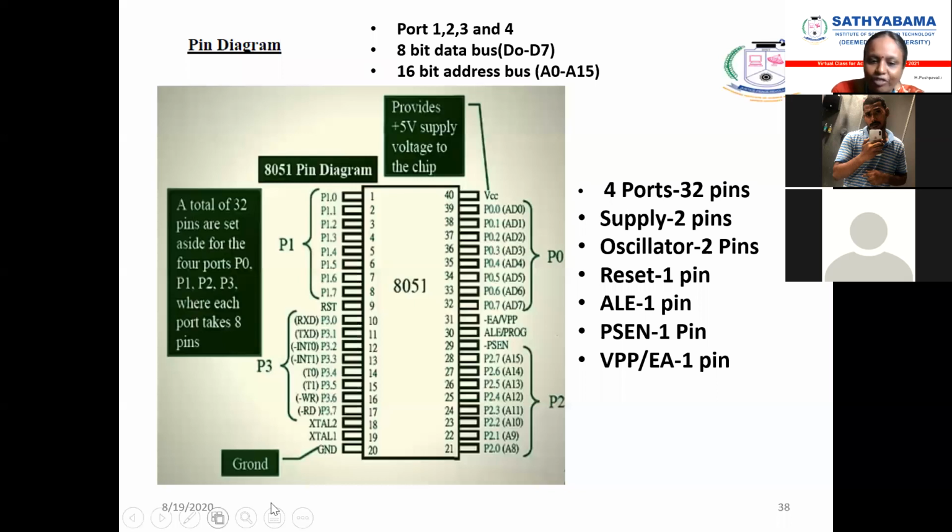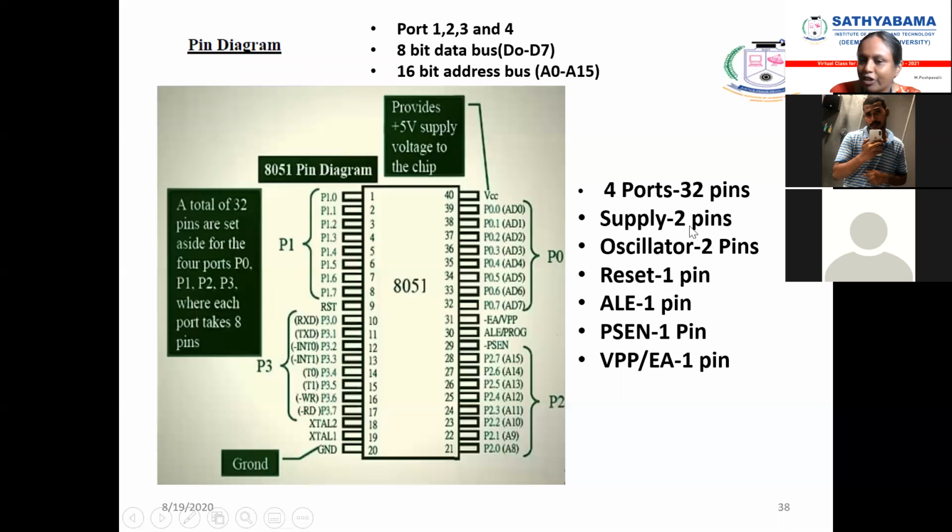So here we have 2 pins allocated for the oscillator. I think you studied the LC oscillator in electronic circuits. Whatever you have studied, here we study its application in embedded systems. Then reset. Reset means if I want to reset the microprocessor and I give logic 1, the microprocessor will automatically reset, and it will reset the peripheral devices also. So 1 pin is allocated for reset. So 32 pins for ports, 2 pins for supply, 2 pins for oscillator circuits, and 1 pin for reset.